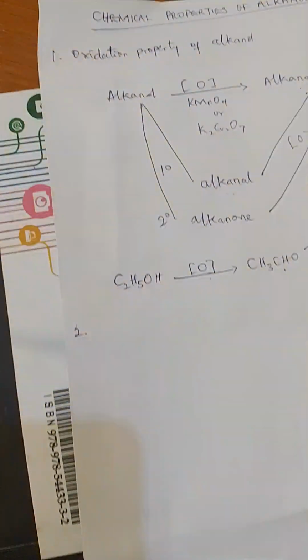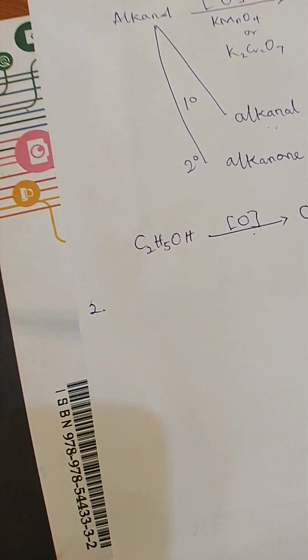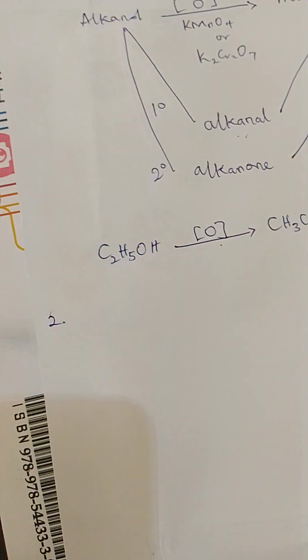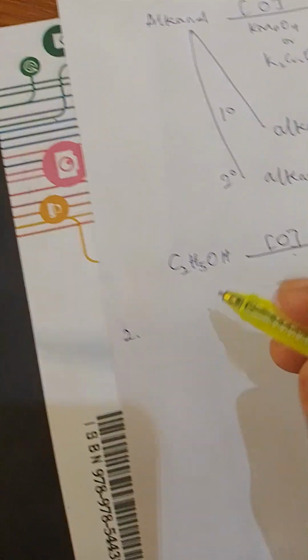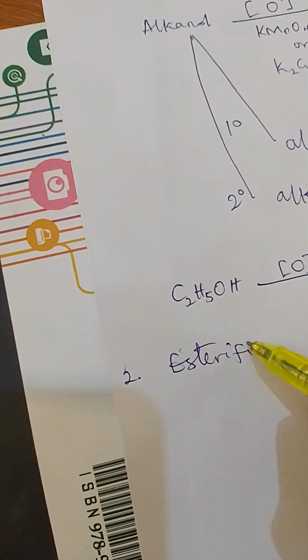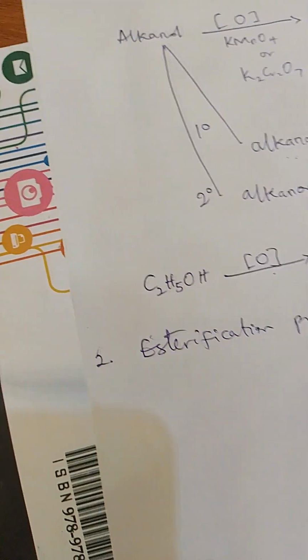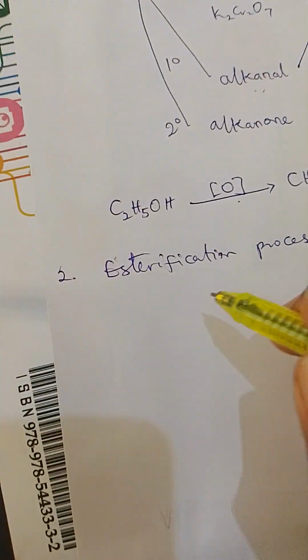The second one is what is called the esterification process, or we say alkanols undergoing esterification. What do I mean by that? That's what we call the esterification process, or esterification property. Alright, what do you mean? That is when you have alkanol.